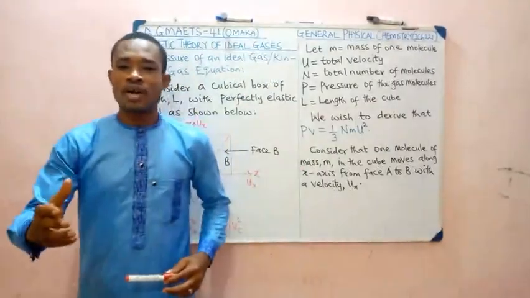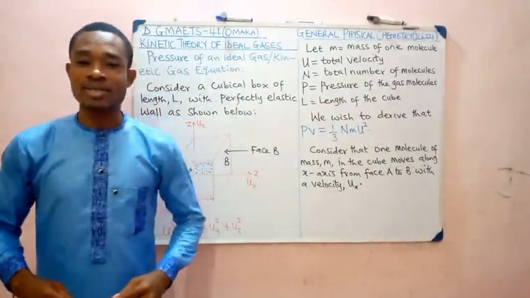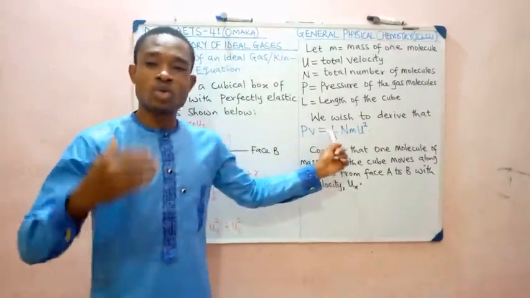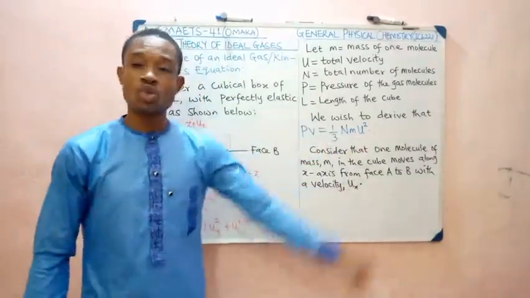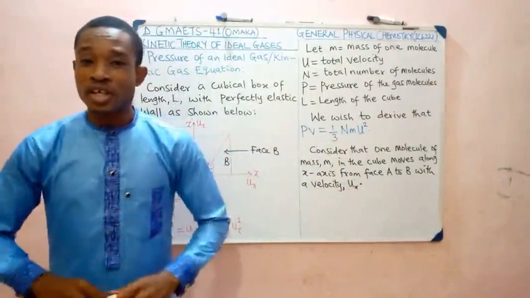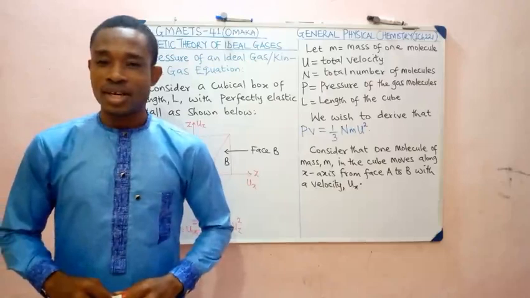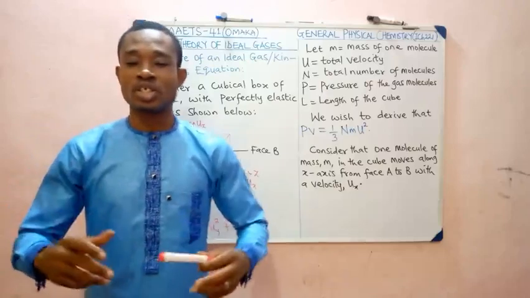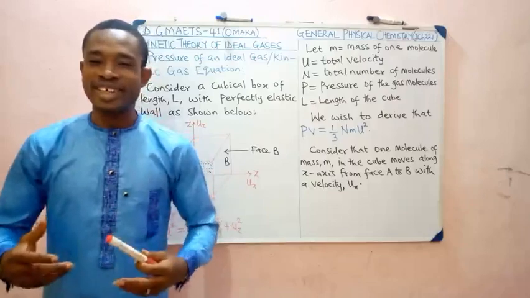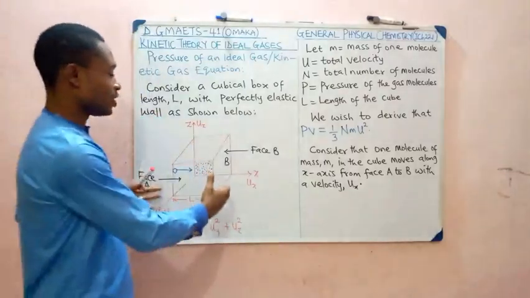We now want to derive the pressure of an ideal gas, otherwise known as the kinetic gas equation, PV equal to 1/3 nmu squared. To achieve this, we consider a cube containing gas molecules. And this cube is such that the wall is perfectly elastic. We'll have the diagram here on the board.